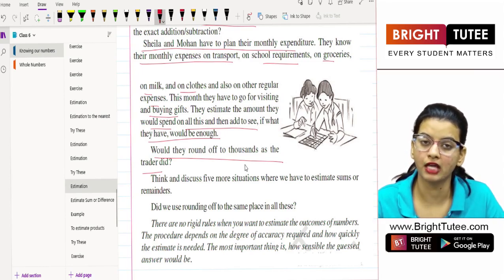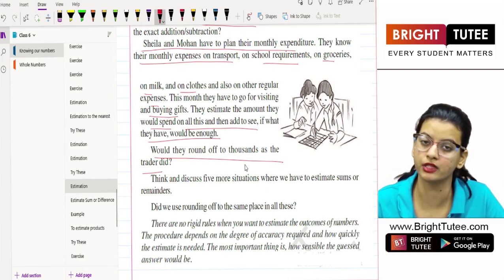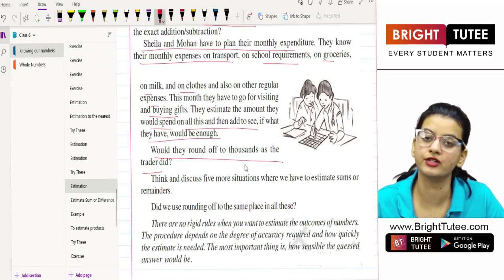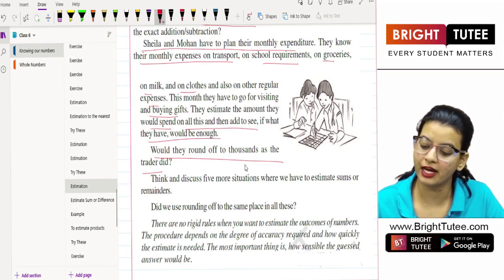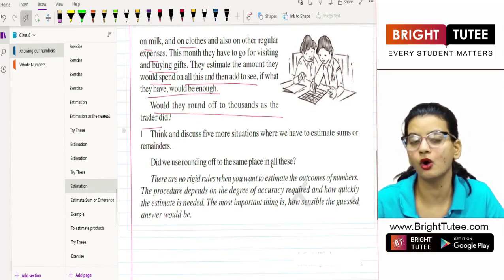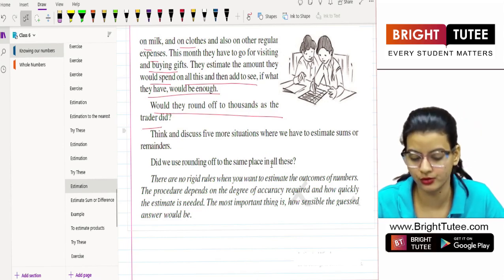Okay, so if we have got larger amounts, we round off to nearest 1,000, 10,000, etc. If we have got smaller amounts, then we round off to tens and hundreds. Now, Sheila and Mohan, according to me, will round off to nearest hundreds. Okay, now think and discuss 5 more situations where we estimate sums or remainders. So this is a homework for you guys. You have to discuss and you have to come with 5 more situations where you do this rounding off thing.